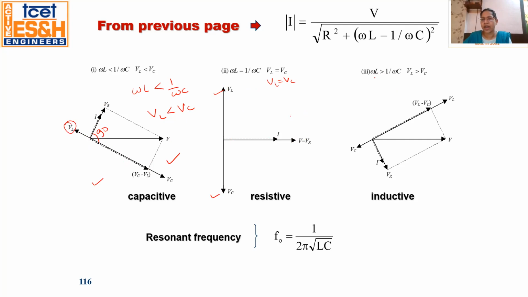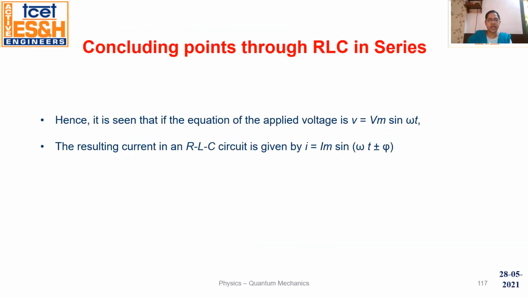Here, when omega L is greater than 1 upon omega C, it means your circuit is inductive, so VL is greater than VC. See, the magnitude of VL is higher than VC. When VC is subtracted, this amount of VL minus VC comes, and when we take the phasor sum, we will have the total supply voltage. So these are the three conditions on which we have to draw the phasor diagram.